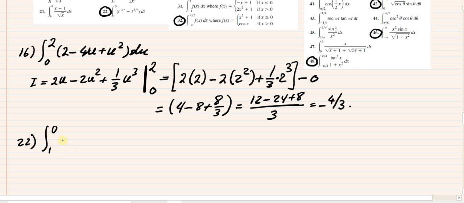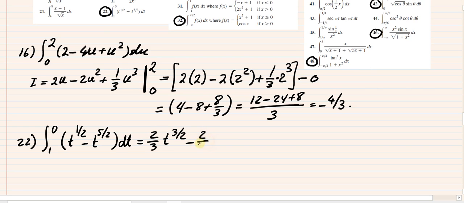Now I have the integral from 1 to 0 of t to 1/2 minus t to 5/2 dt. So for this one, this is number 22 now. The integral of t to a half, plus 1 would be 3/2, so it's 2/3 t to 3/2, minus, 5/2 plus 1 is 7/2, so it would be 2/7 t to 7/2 from 1 to 0.